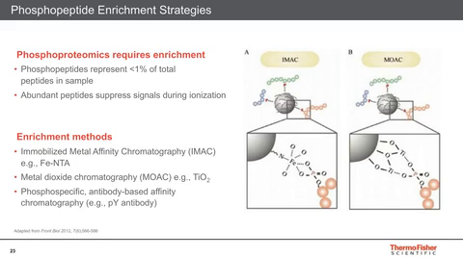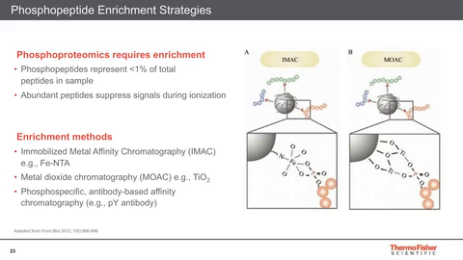The first technique that I would like to introduce, which will be used to reduce sample complexity, is phosphopeptide enrichment. Detection of phosphopeptides is extremely difficult in complex protein digests, as they typically represent less than 1% of the total peptides in the sample. And abundant unmodified peptides that dominate the LC-MS spectrum can suppress the signal of the low abundant phosphopeptides, leading to poor detection.